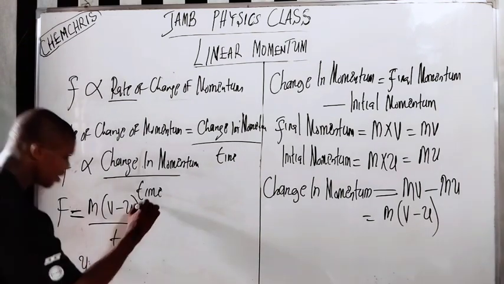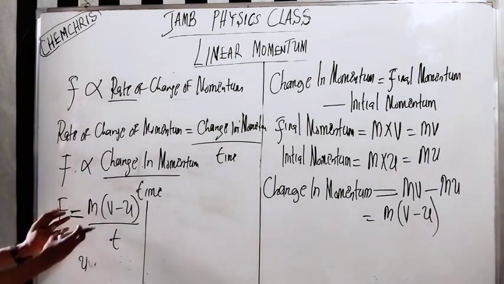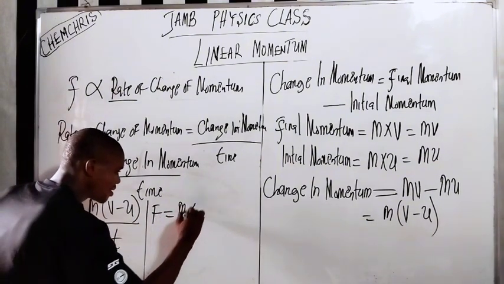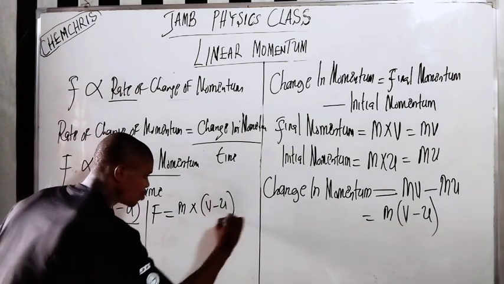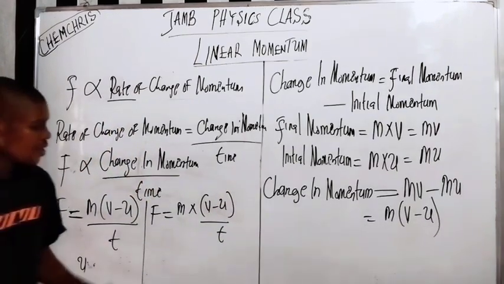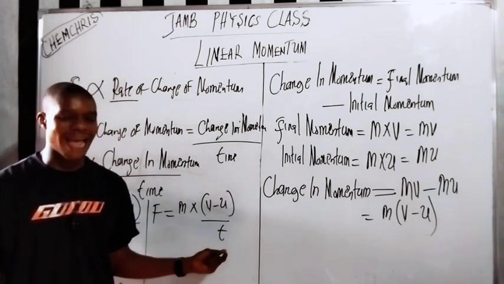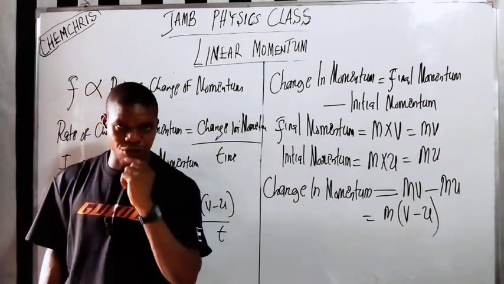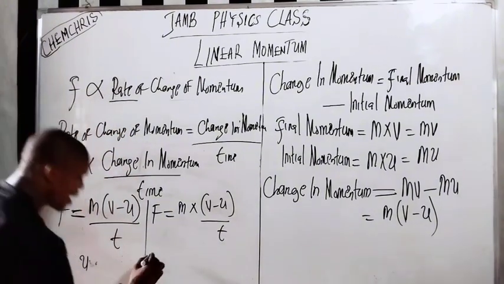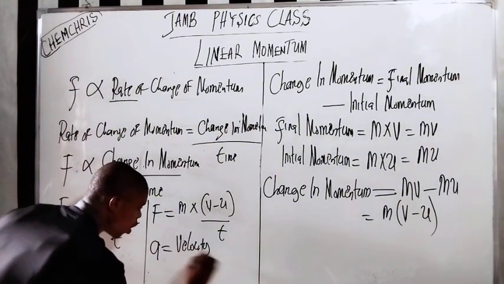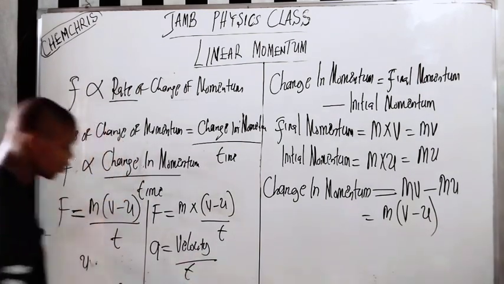So look at something here. Let me break it down for you. If I separate it here, I would have F is equal to M times (V minus U) over T. Now remember, change of velocity over change in time is also known as acceleration. Do you understand? So A is equal to change of velocity over change of time.